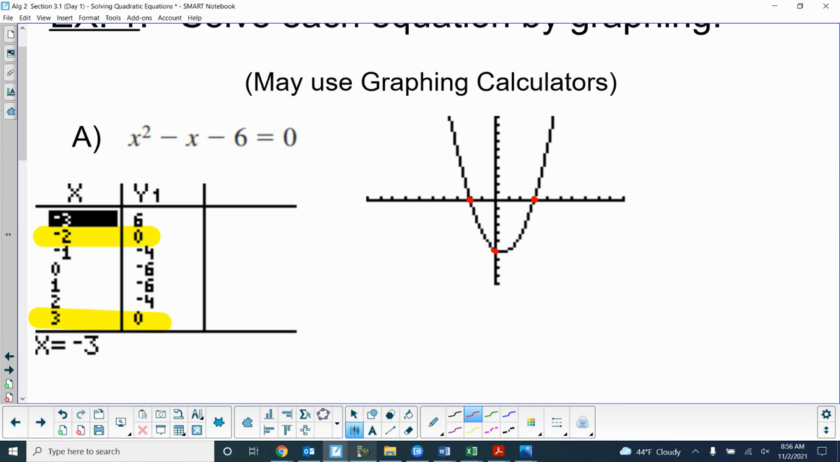But when we're solving these equations, we're not looking for the y-intercept, we're looking for the x-intercepts, okay? When we solve these by graphing, we want to see where your parabola crosses the x-axis, okay? Questions?